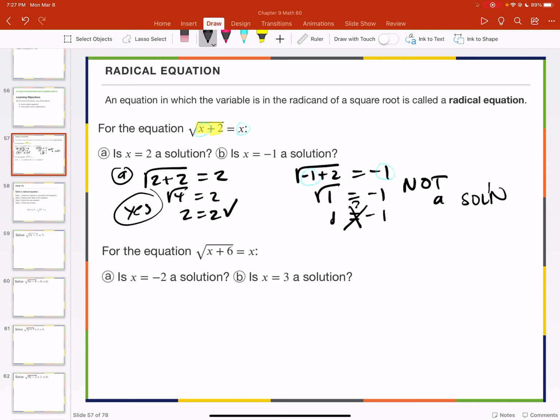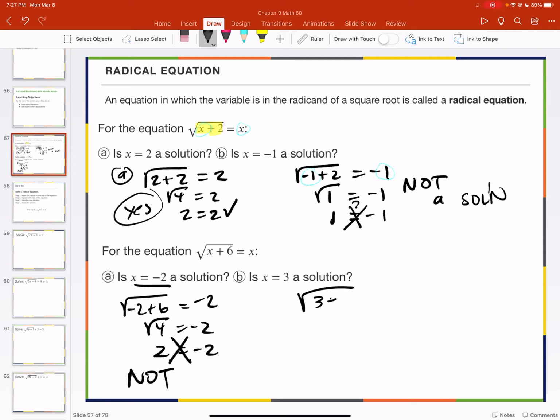Let's do another one. Is x equal to negative 2 a solution? I am going to bite my tongue for a second. They do not equal, right? So this is not a solution. Is x equal to 3 a solution? Is the square root of 3 plus 6 equal to 3? That's the square root of 9 equals 3. So 3 does equal 3, and yes, x equals 3 is a solution, because both sides are equal.